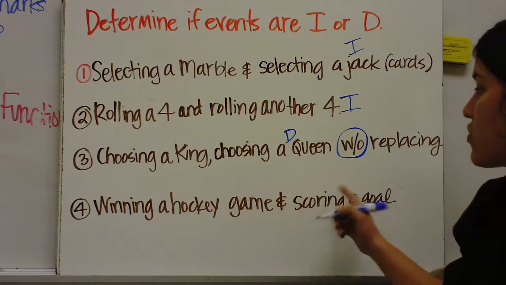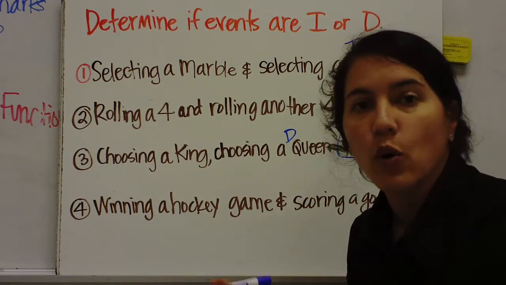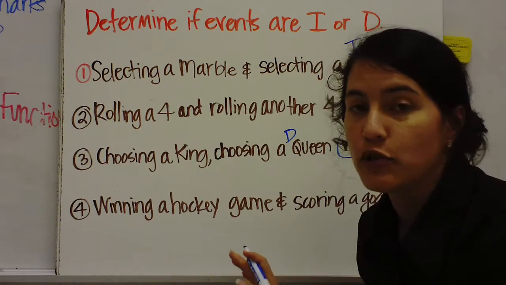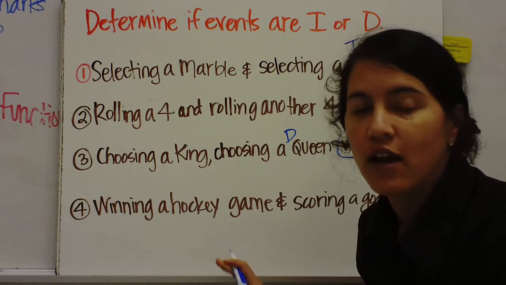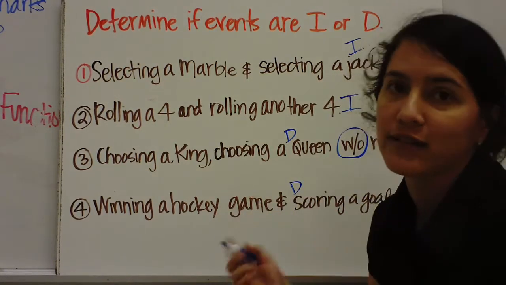Winning a hockey game and scoring a goal. So I know this is something different, but in order to win a hockey game, you must score a goal. If you don't score any goals, you're either going to lose or tie. So these are dependent events because one affects the other.